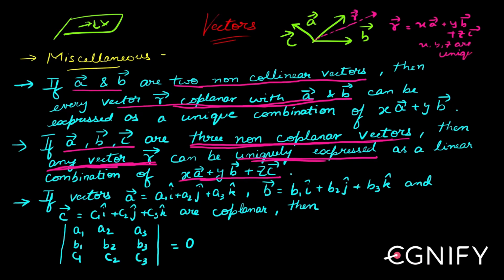Once again, what does this mean? If it's something like 2a bar plus 3b bar plus c bar, this vector that you see here, then it will only be this. The moment I change this 2 to 1, this r bar might change to something else. It has to be uniquely only this 2, 3, 1. Your x, y, z has to be completely unique.